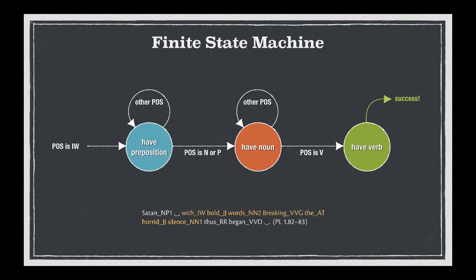This is one of about 250 of such constructions that I found in Paradise Lost, simply by running a finite state machine there. So here the sentence is that Satan thus began, but the ablative absolute is with bold words breaking the horrid silence, right? So we're with bold words having broken the horrid silence.